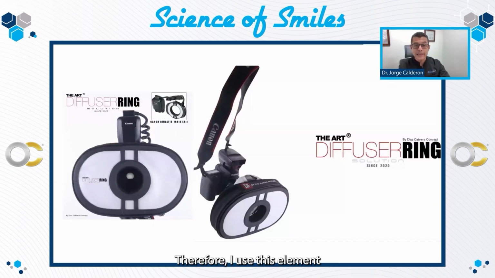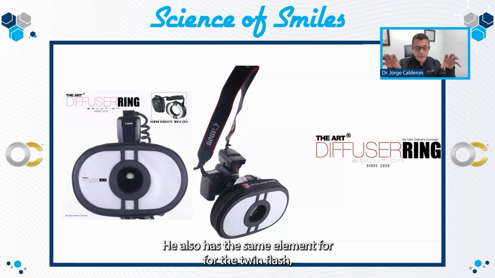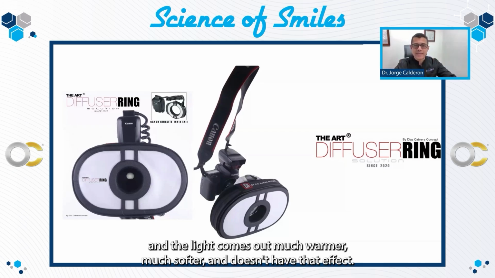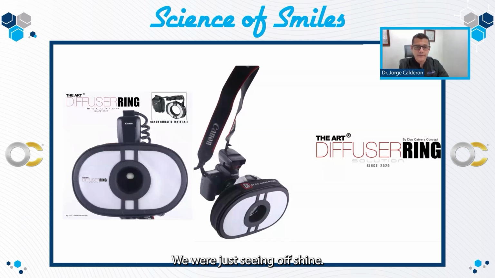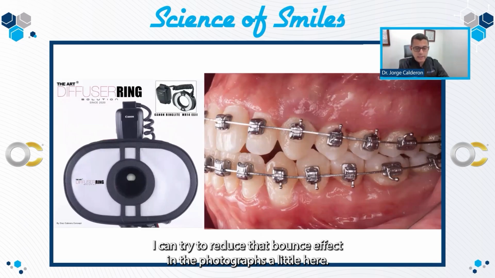Therefore, I use this element created by a Venezuelan orthodontist, Dr. David Diaz Cabrera, one of the people I admire most, who works in the field of dental photography, orthodontist. And he has created this, which is called the diffuser ring. He also has the same element for the twin flash, and the light comes out much warmer, much softer, and doesn't have that effect we were just seeing of shine on the enamel structure. So this is my favorite, the diffuser ring. I have been using it wonderfully in my practice for a long time, and with it, what I tell you is this. I can try to reduce that bounce effect in the photographs a little.